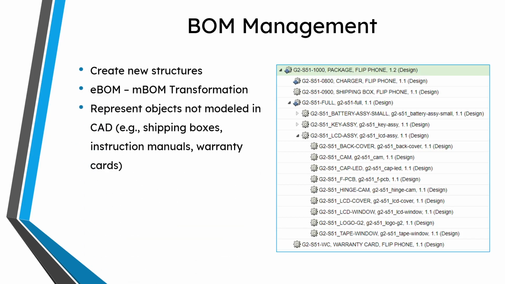They are also used to represent objects that you aren't going to model in CAD. So for example, in the image on the right, I have the packaging that we're using to deliver a phone, and it's going to contain things like a warranty card. I'm not going to model the warranty card in Creo Parametric. Also, we have the shipping. You might have instruction manuals. You might have additional components like a charger for the phone. And so you can take all those different objects and put them together in a new product structure, including things that you aren't physically going to model.